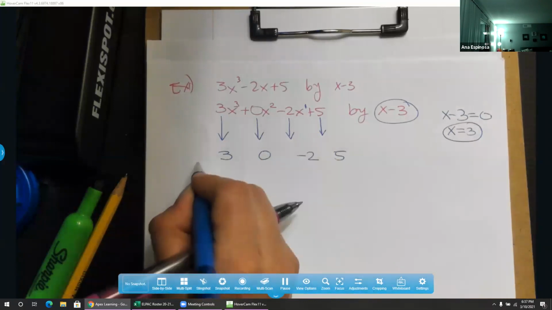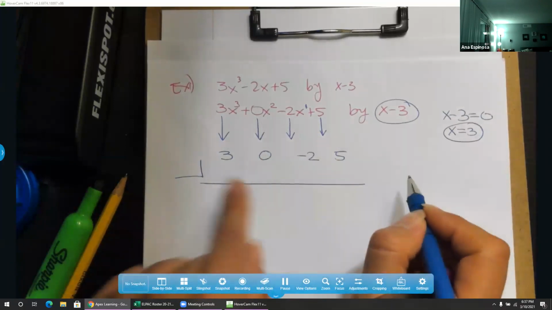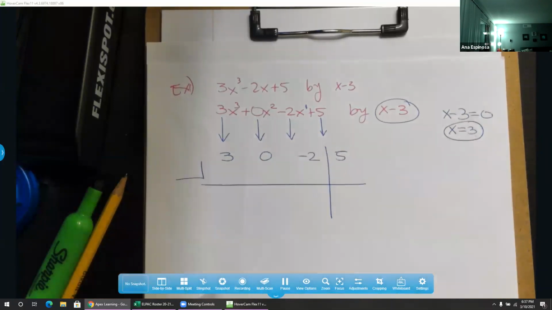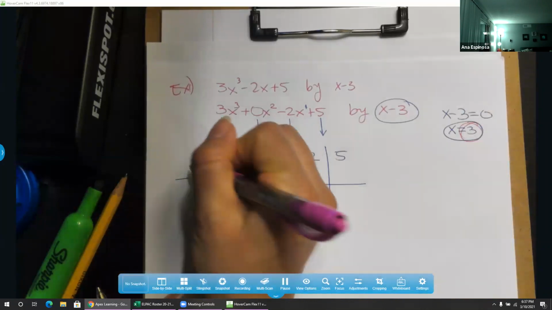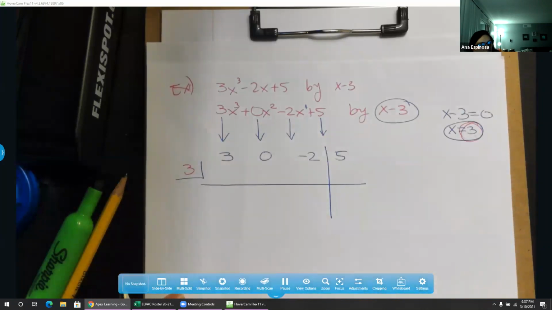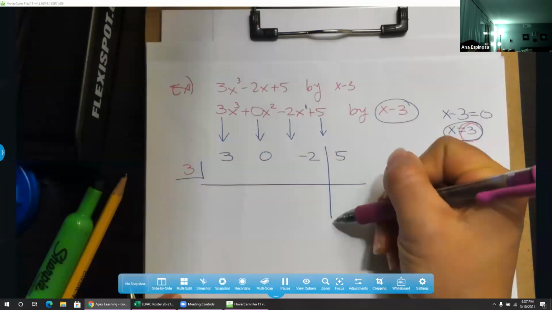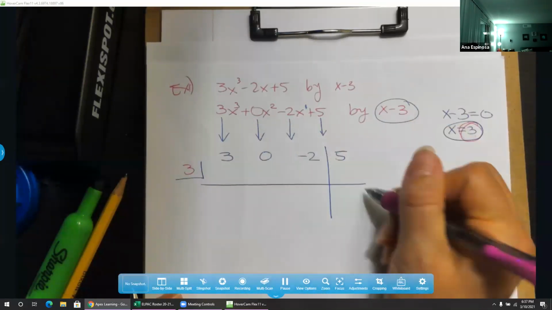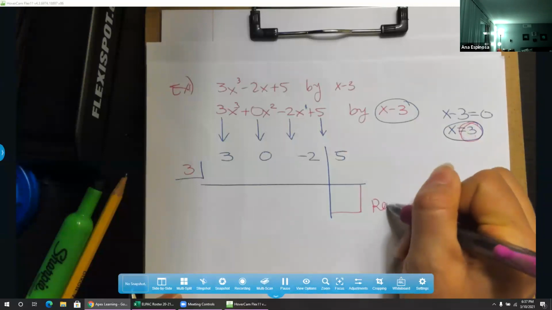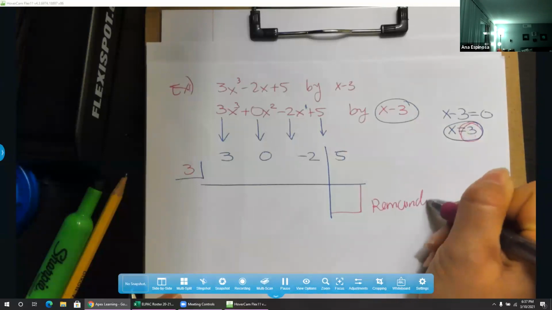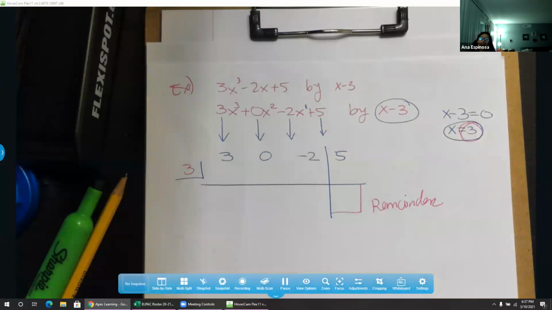And here, what you do is you set that equal to 0, and that'll give you a 3. That 3 is going to be in this magical box. I always draw a line at the very last number where the constant is, because this box will be my remainder. So when you are asked to divide two polynomials, you'll end up with another polynomial.